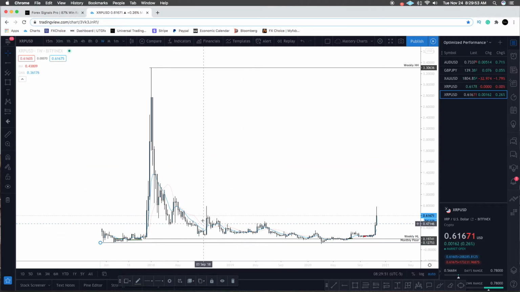Okay, so price came back to our weekly higher low, attempted to break out, came back up for the retest, attempted to follow through, but failed. Let's zoom into the daily time frame.